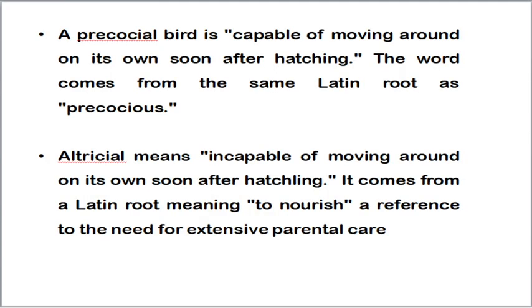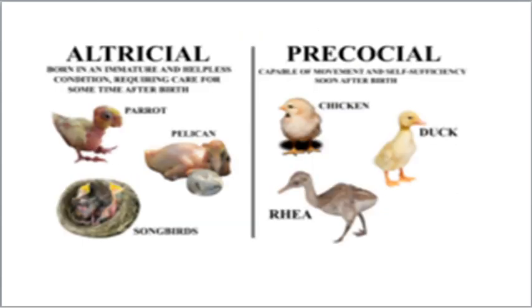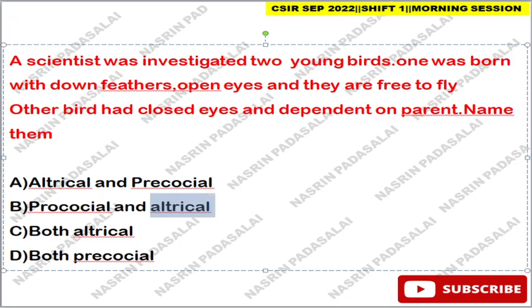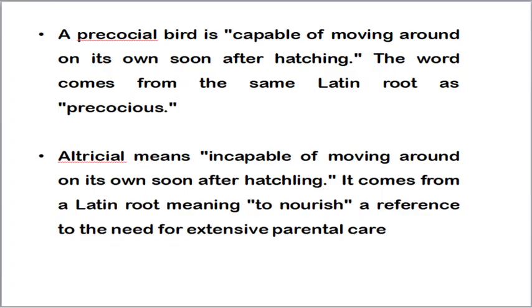What does a precocial bird mean? It is capable of moving around on its own soon after hatching. It is derived from a Latin word, praecox. Altricial means it is incapable of moving around on its own soon after hatching, and it comes from a Latin word meaning nourishing, referring to the fact that these birds need extensive parental care. So here, the bird that was born and is free to fly is precocial, and the other bird has closed eyes and is dependent on its parent. They need parental care, so that bird is called altricial. You can refer to these slides for future reference.